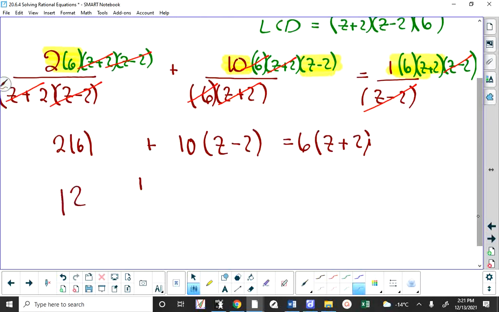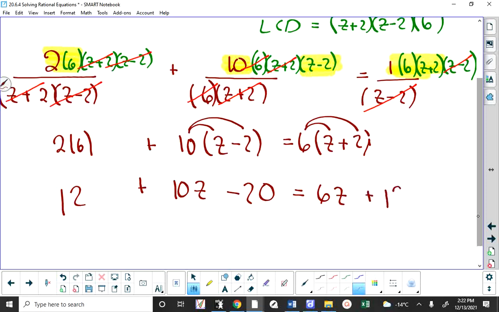and get 12 plus 10 times z is 10z. 10 times negative 2 is negative 20 equals 6 times z plus 6 times 2. Double check that because I was on autopilot for a second there. My brain kind of started drifting, but I think that looks okay.